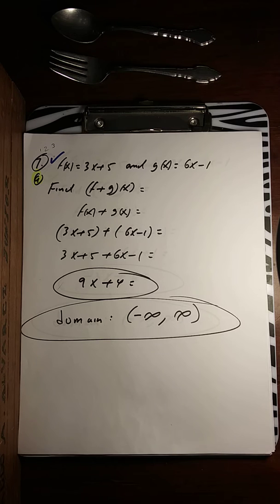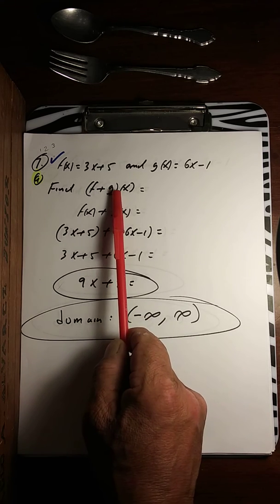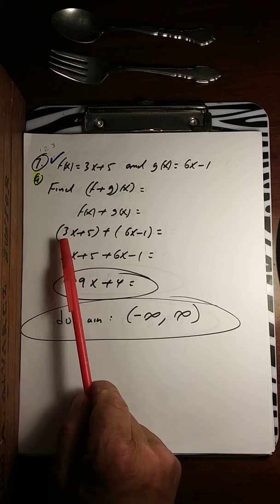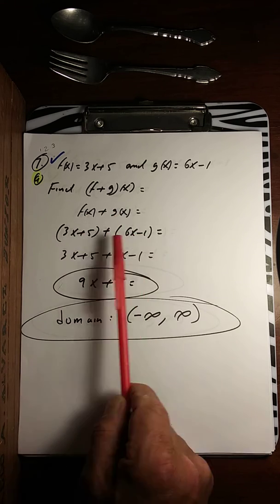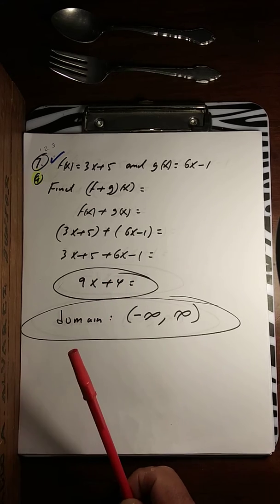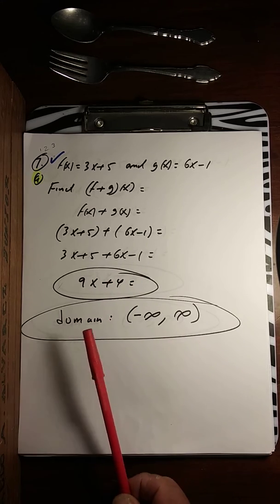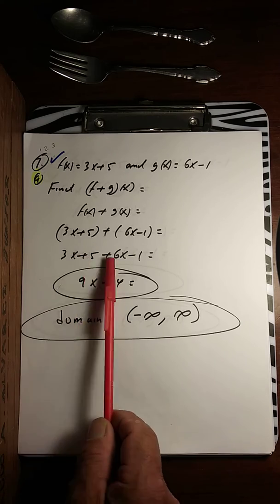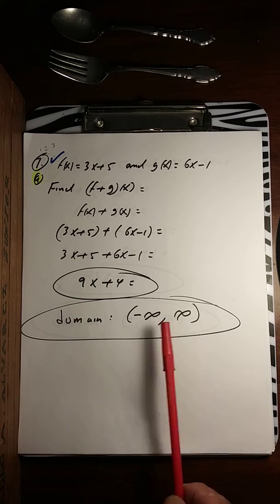Alright, next one. We're going to find f plus g of x. That means f of x plus g of x. This is f of x, there's g of x. Take the parentheses off: 3x plus 5, 6x minus 1. So now that's going to give us 9x plus 4. Domain is negative infinity to infinity.